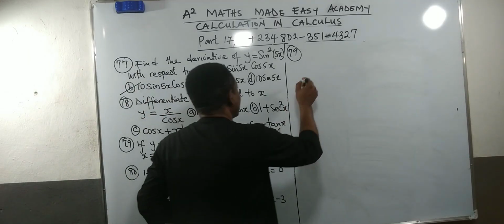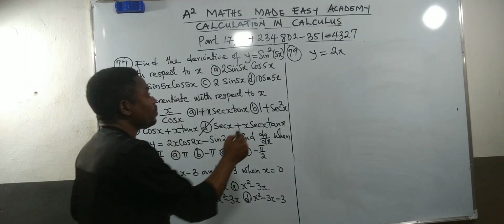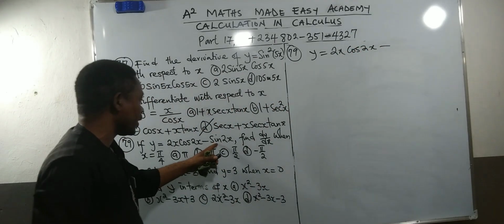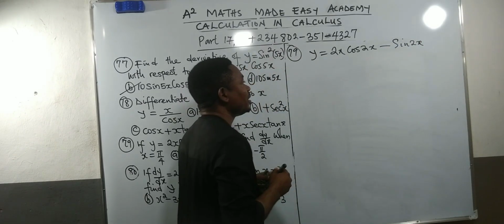Now, let me write the question. That y is 2x. This is 2x, followed by cos 2x. Then minus sin 2x. Now let's take it one after the other.